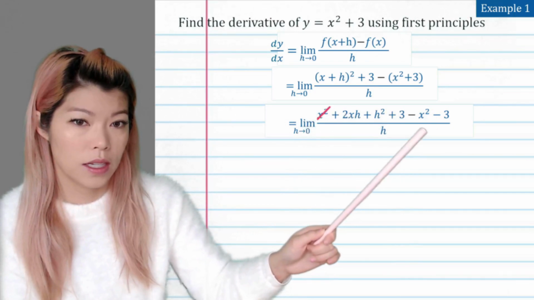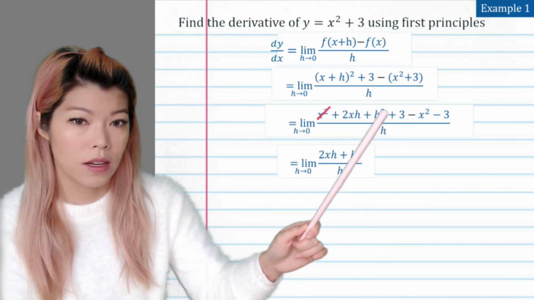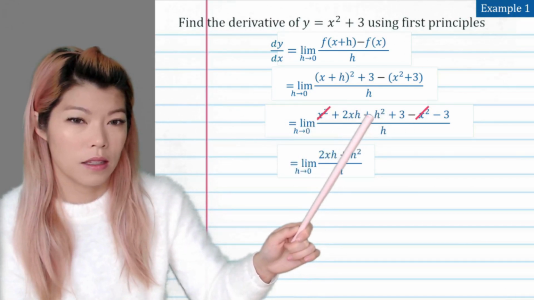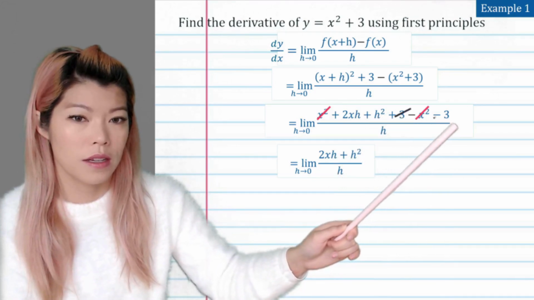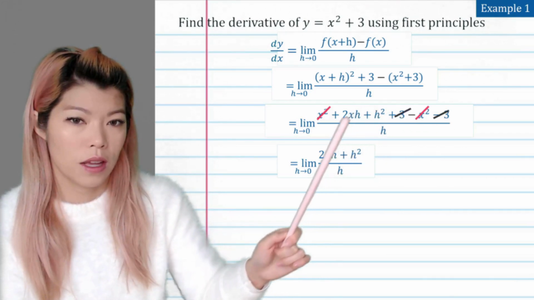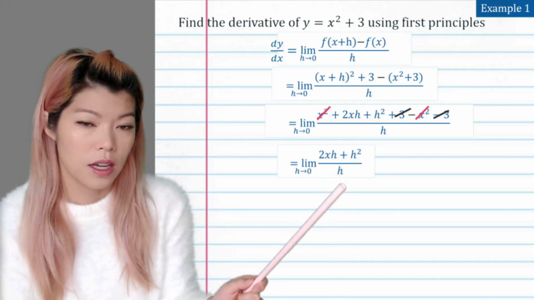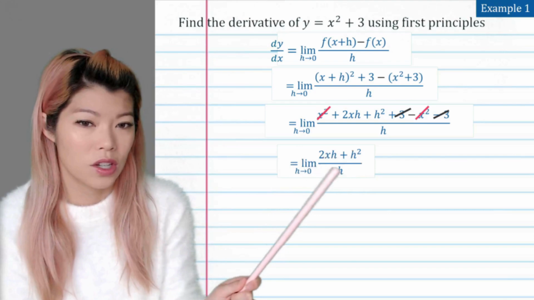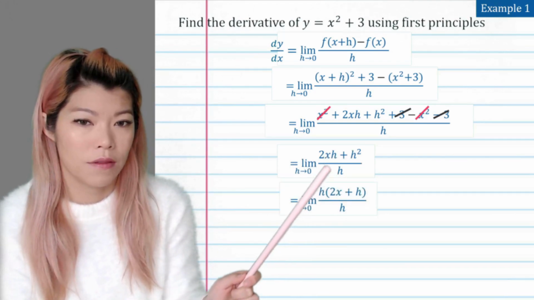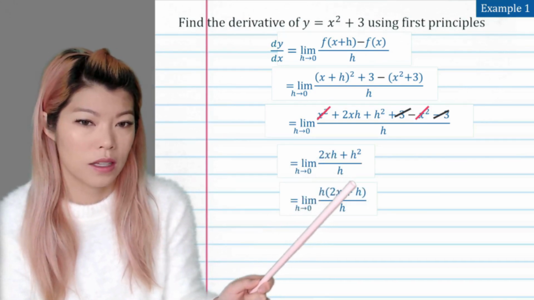So x squared and minus x squared cancel out, and then can you cancel anything else? This is 3, and then we're left with this chunk 2xh plus h squared over h. Now what can we do? We can take out h and cancel it out. So now we have h, 2x plus h.